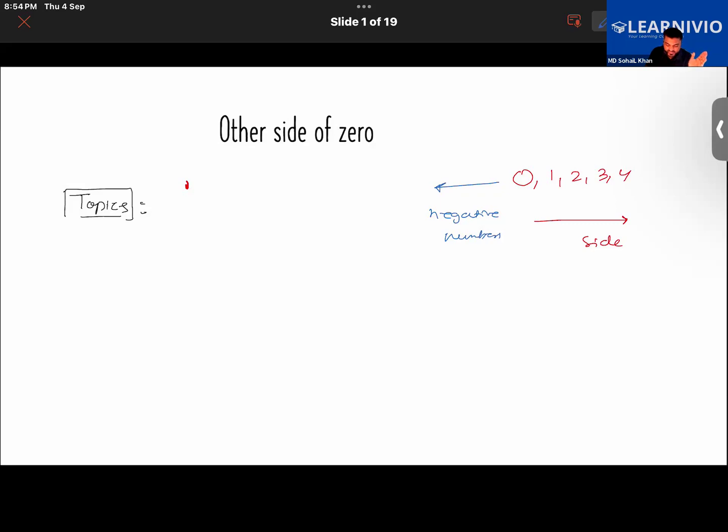Many times these negative numbers are misunderstood, but they hold very important significance in various fields. For example, you know that temperature is measured in negative also, right? So there we have the use of this. If you were to go to Antarctica, the temperature drops to negative. It can go as low as minus 30, minus 40, minus 50 degrees Celsius.